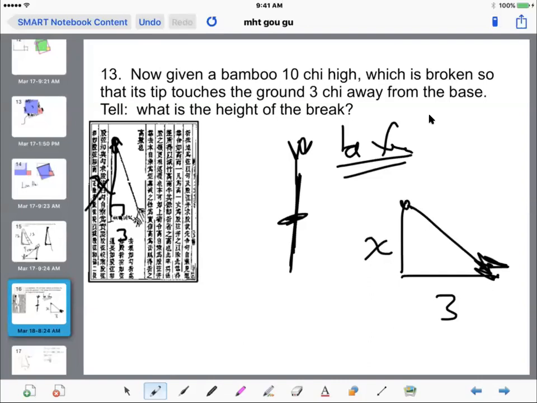Well, often these answers do end up being perfect squares, but not this time. Like, this is not going to be like a 3, 4, 5. Yes, 10 minus x is the length of the fallen part of the tree.